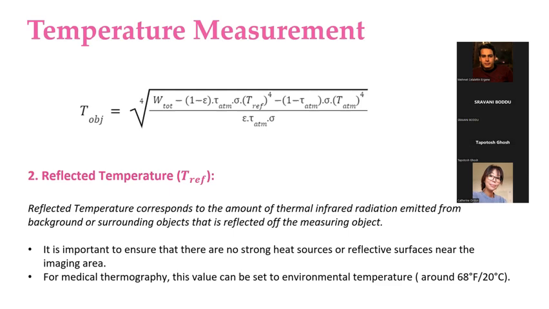The second important parameter is reflected temperature, which corresponds to the amount of thermal infrared radiation emitted from background or surrounding objects, but reflected off the measured object. That is why it is important to ensure that there are no strong heat sources or reflective surfaces near the imaging area. If you ensure that, you can assume this value to be the environmental temperature, such as 20 to 24 degrees centigrade.